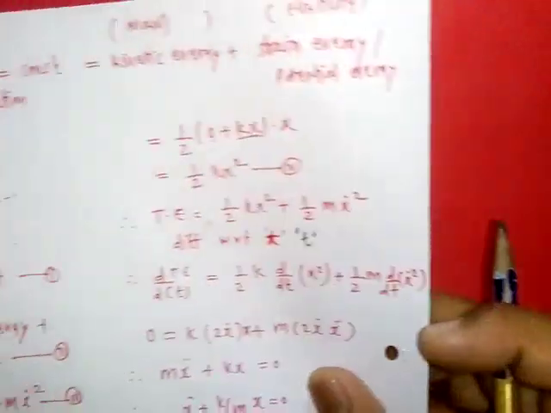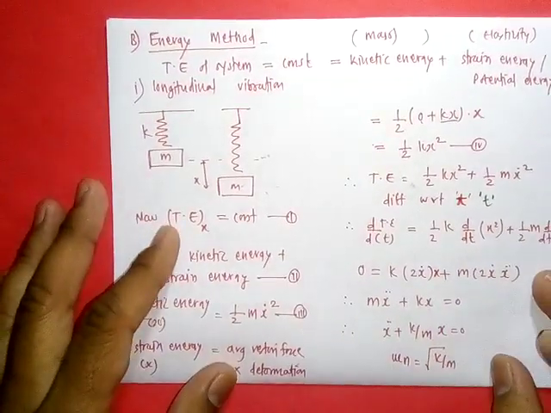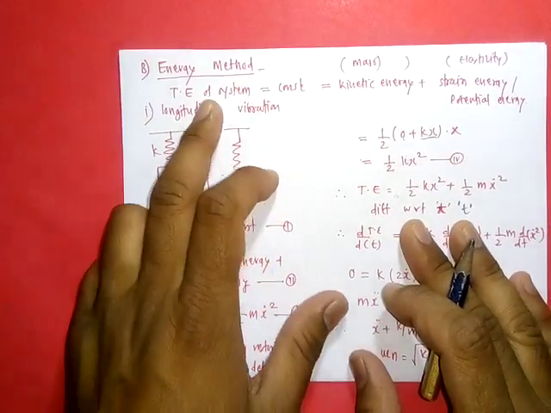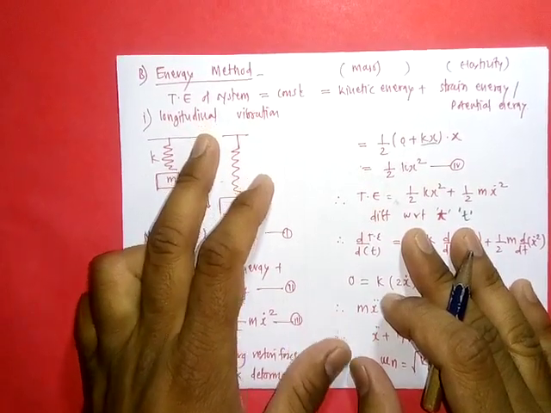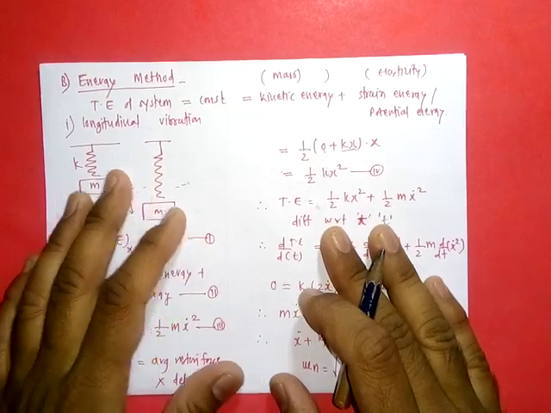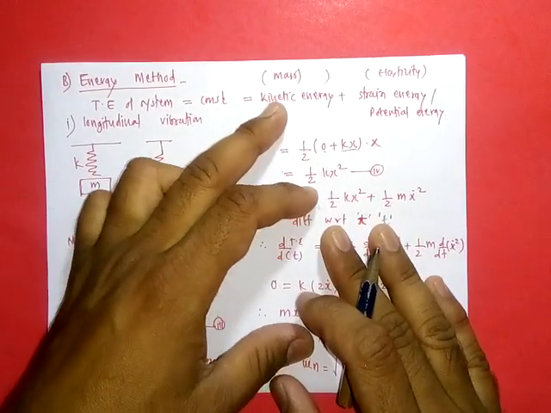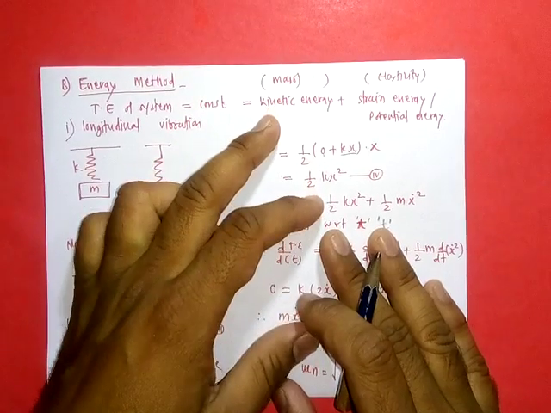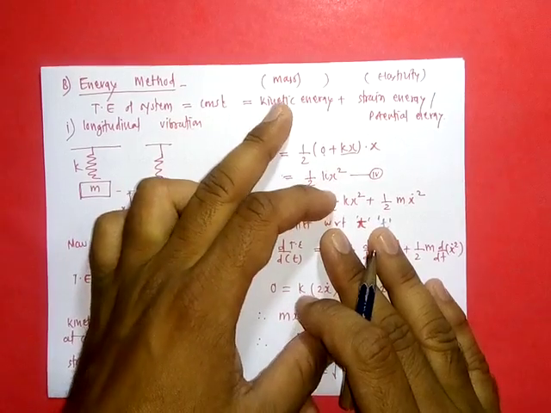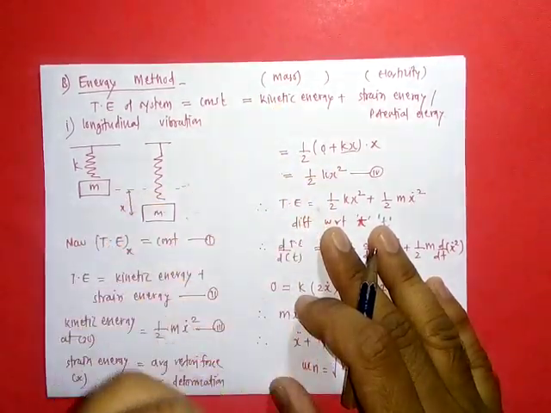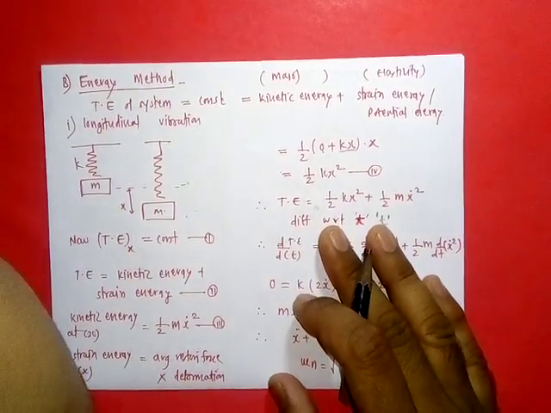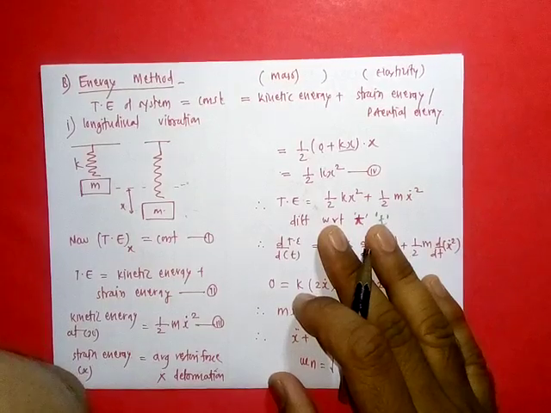The next method is the energy method. This method says that the total energy of the system is constant at any instant, and total energy consists of kinetic energy plus strain energy or potential energy at that instant. Kinetic energy is acquired by the mass, and strain energy is due to elasticity, and it is stored in the spring.